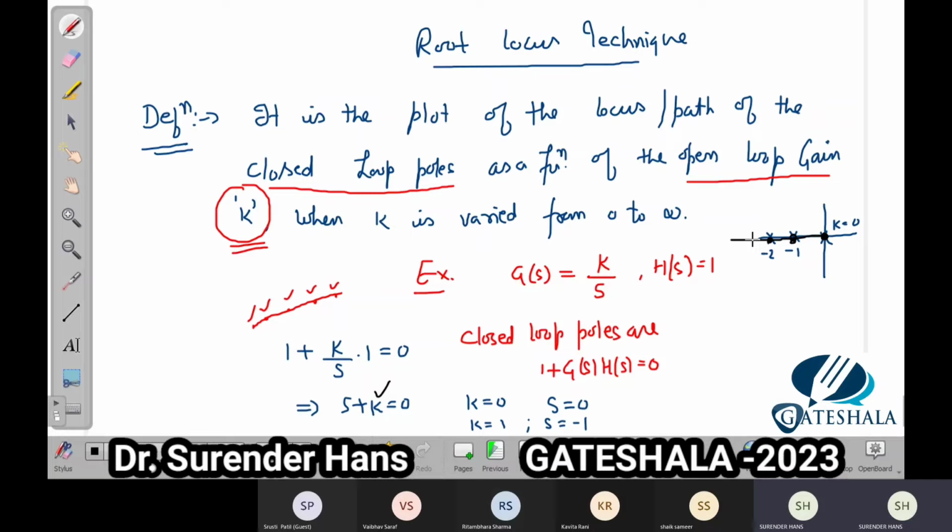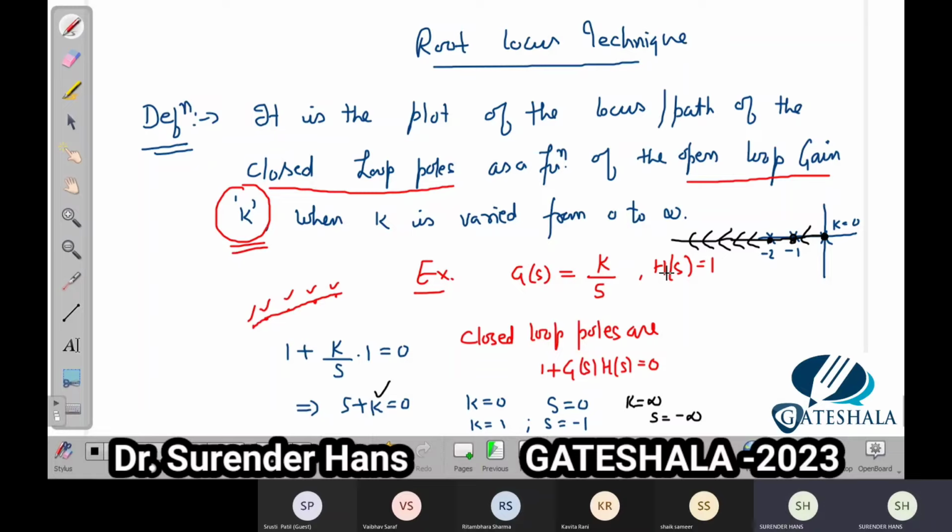It is very simple. If I put K equal to infinity, then s is equal to minus infinity. One pole is at minus infinity. So this is my locus, this is my root locus. Simple, very simple. Can I repeat one more time?